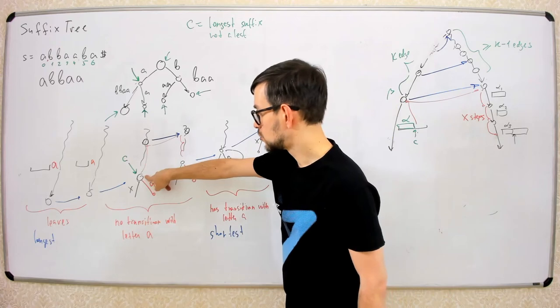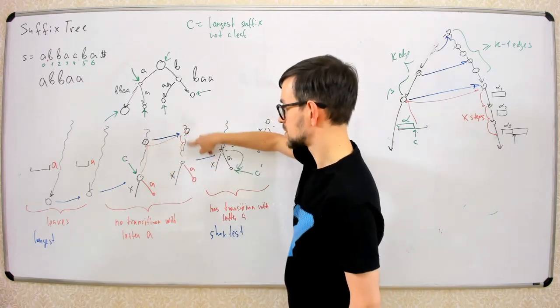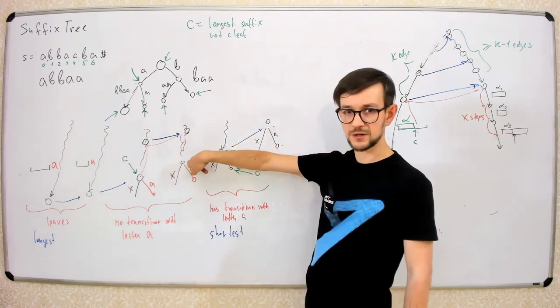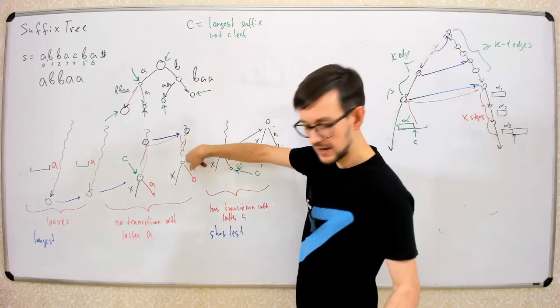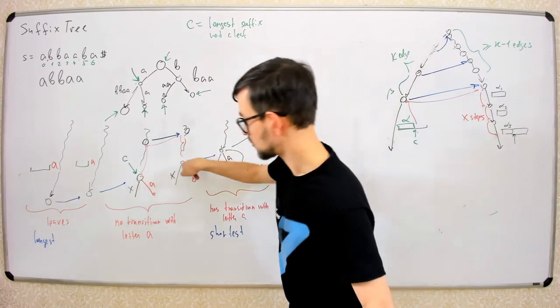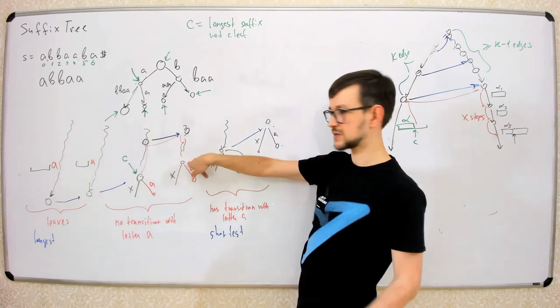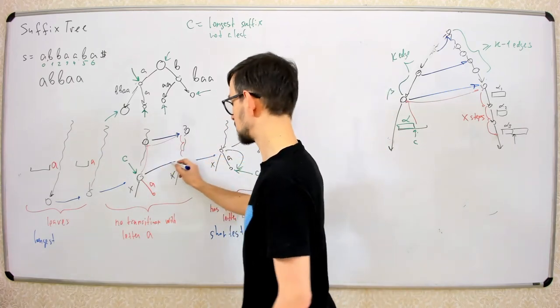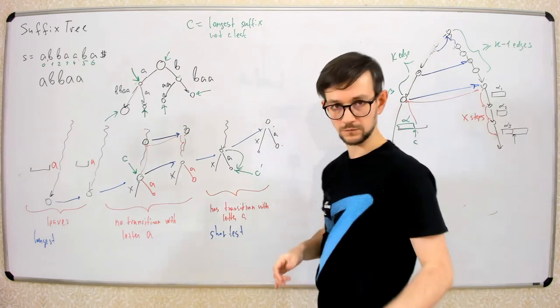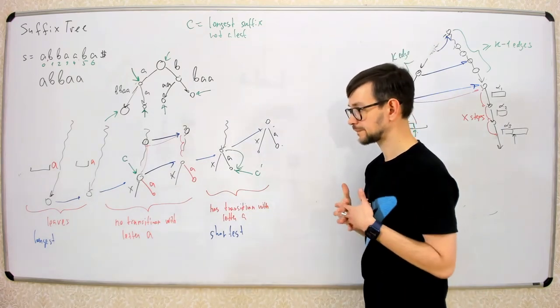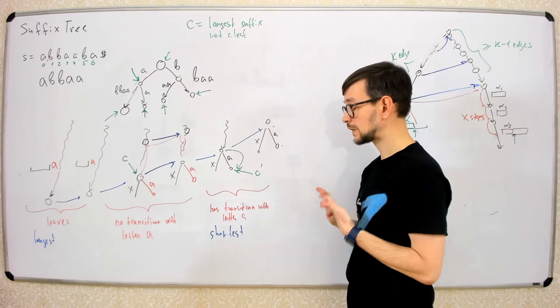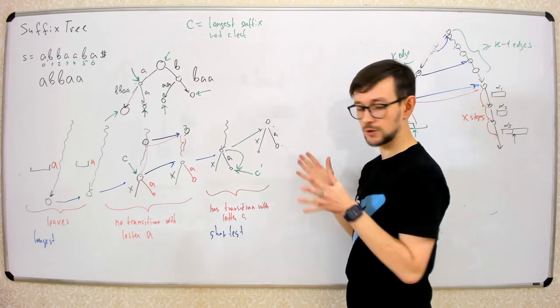So when you created a new node, you must follow all these steps to find the next suffix, and then make a suffix link from here to here. So when you follow all these steps, you know the next suffix. So you create a suffix link from here to here. That's all. That's the whole Ukkonen algorithm, actually.